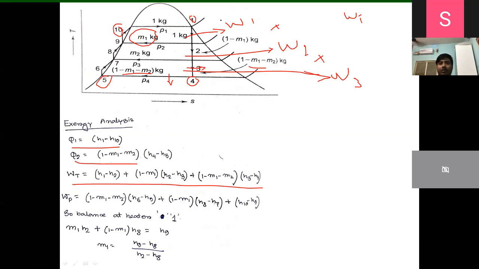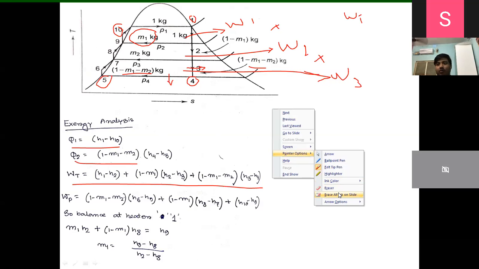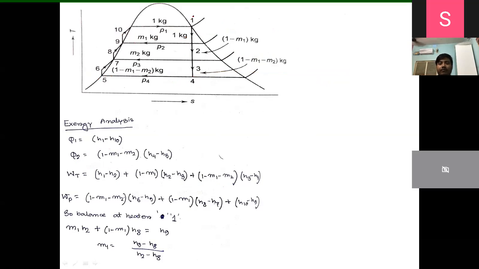So what will be their values? For the case 1 to 2, it will be 1 multiplied by h1 minus h2. Now for the second phase, it will be 1 minus m1 kg multiplied by h2 minus h3.